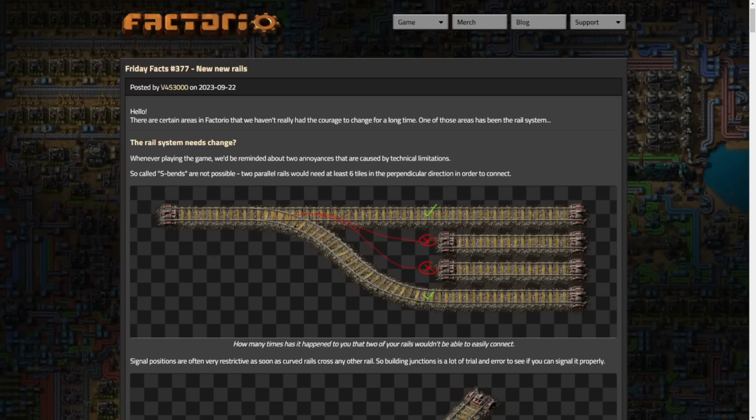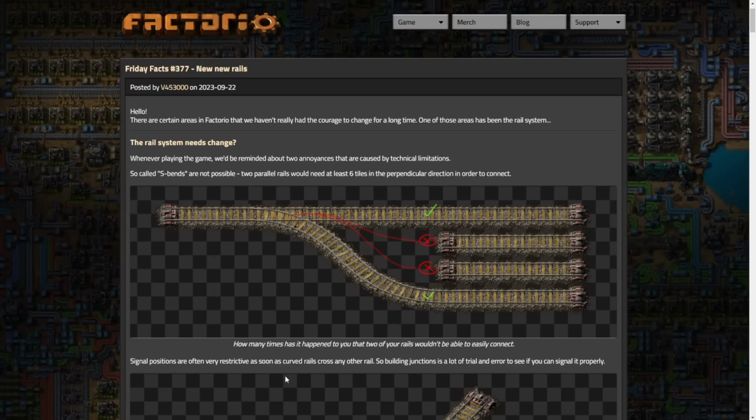So there are two main annoyances you would be encountering that are caused by technical limitations. First, S-bends are not possible. Two parallel rails would need at least 6 tiles in the perpendicular direction in order to connect. And we have an example here. We have a straight one here. This one can do it because it's far enough away that you can make that curve, but you can't make just these little short S-bends here, which I have encountered instances where I wanted to do that, and obviously it's not possible, which was kind of annoying.